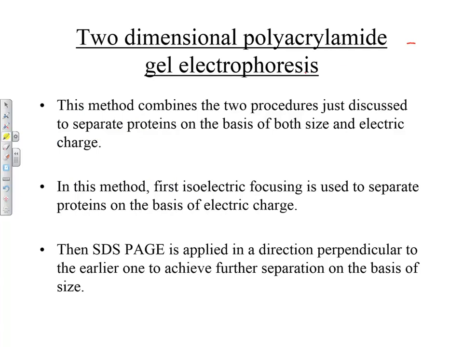Now if you want to separate proteins both on the basis of size and charge, you can run this in two perpendicular directions. This method, two-dimensional polyacrylamide gel electrophoresis, combines the two procedures just discussed to separate proteins on the basis of both size and electric charge. First you run isoelectric focusing, which separates proteins on the basis of electric charge, in a particular direction. Then you apply SDS, sodium dodecyl sulfate, PAGE in a perpendicular direction, so that in that direction you're separating on the basis of size. So you achieve more separation of the proteins.